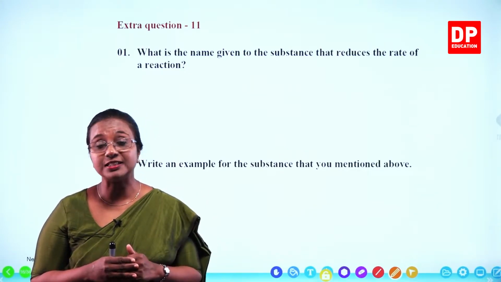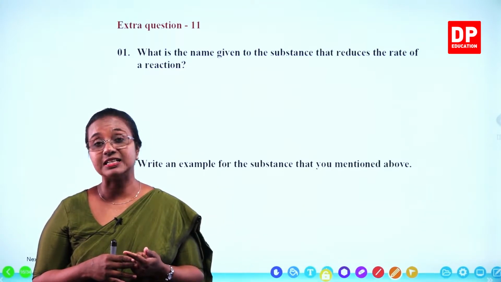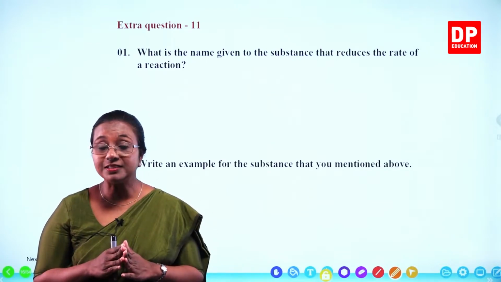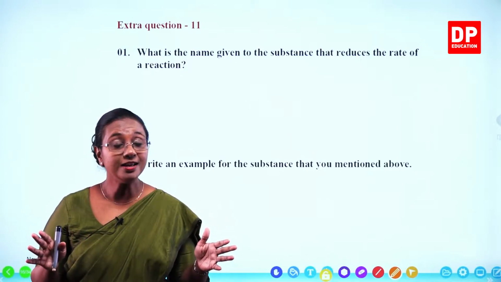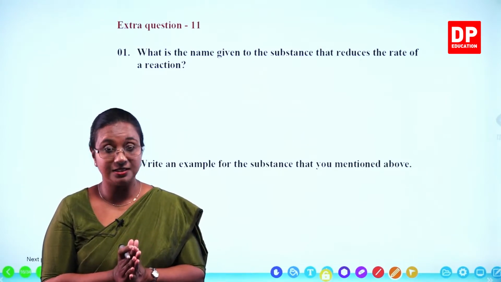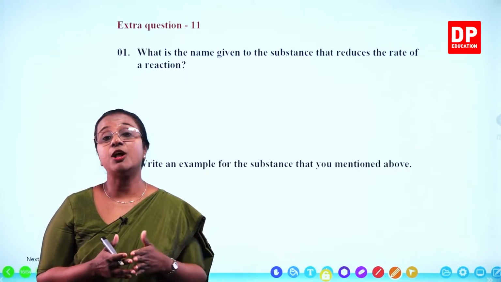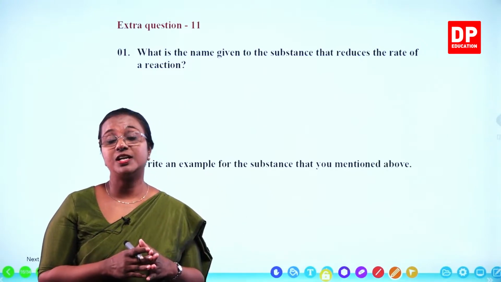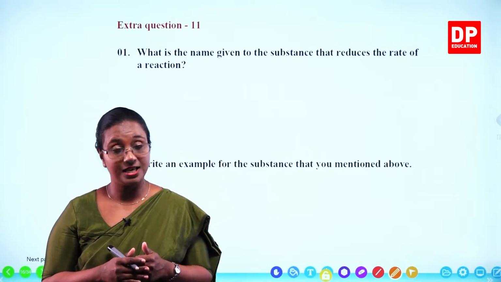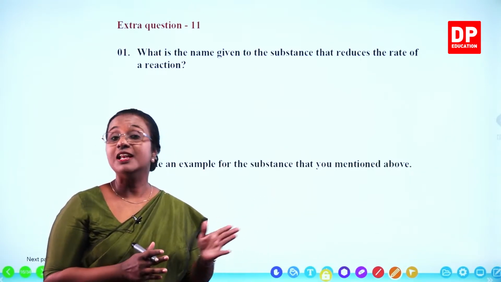And you all know there are four factors: surface area of reactants, concentration of reactants or pressure of gaseous reactants, the temperature at which the reaction takes place, and the catalyst. These are the factors that can affect the rate of reaction. Why? Because for a reaction to occur, there should be collision between particles of the reactants. These factors can change the rate of collision. So, when they increase the rate of collision, the rate of reaction increases. If they decrease the rate of collision, the rate of reaction decreases. So, that is how they affect the rate of reaction. So, with that introduction, we will discuss the questions.